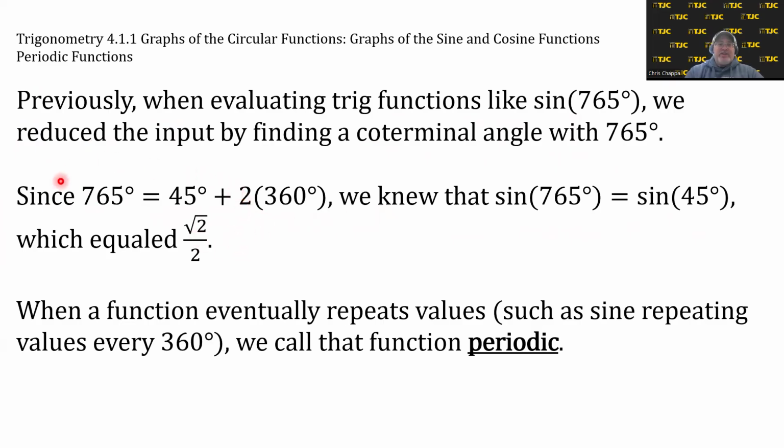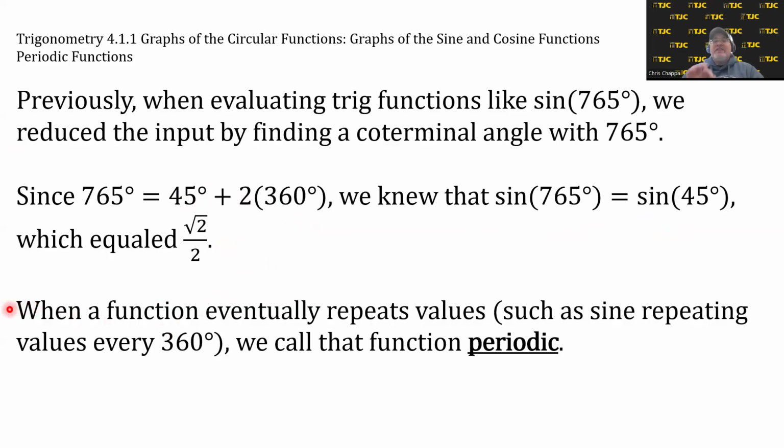I want to pause for a second and clarify how you figure out that 765 degrees is 45 degrees plus 2 times 360. Just subtract 360 until you can subtract no more without making it negative. 765 minus 360 is 405, and 405 minus 360 is 45. So we subtracted two 360s, and the difference was 45 degrees. But sine of 765 degrees equals sine of 45 degrees, both of which equal square root of 2 over 2.